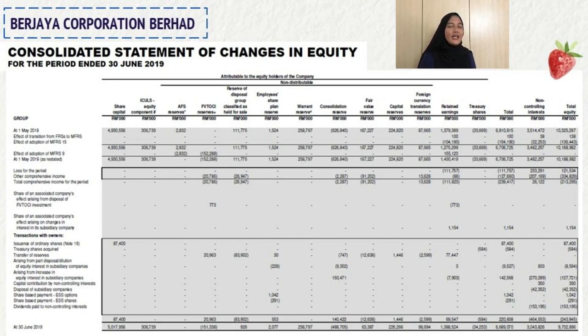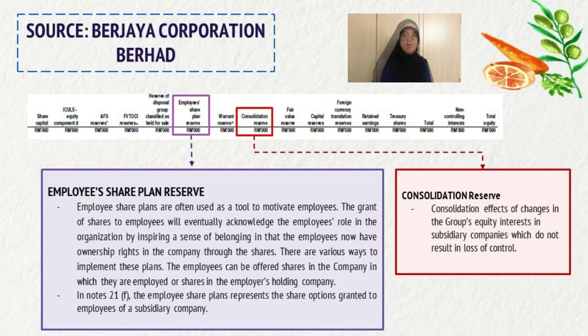First, let's look at Berjaya Corporation Berhad's statement of changes in equity for the year ended 30th June 2019. There are a few components of other reserve in this statement, which are ICOs, employees share plan reserve, capital reserve, and also warrant reserve. But I will only highlight the employees share plan reserve. So what is actually the employees share plan reserve?